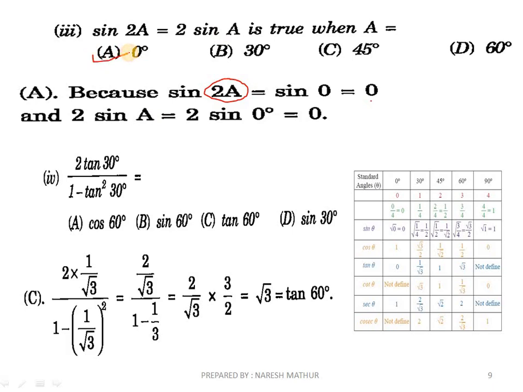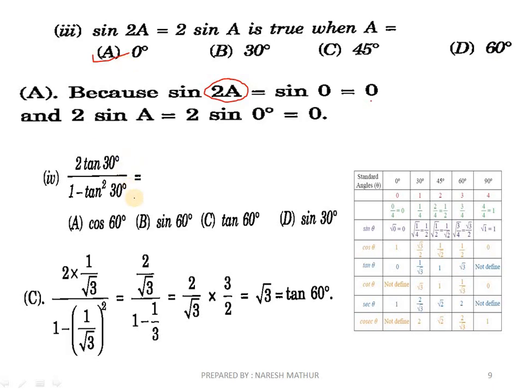So for the value of 0, the equation is satisfied. What if we put A equals to 30? Then it would be sin 60 equals to 2 sin 30. So sin 60 is root 3 by 2 and sin 30 is half. 2 into half is 1. So it will not be equal. Similarly for 45 and 60 it will not be equal. So the answer is 0.